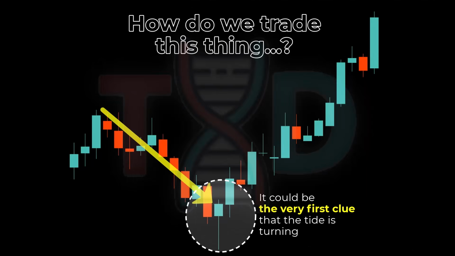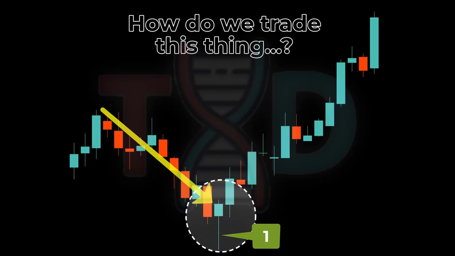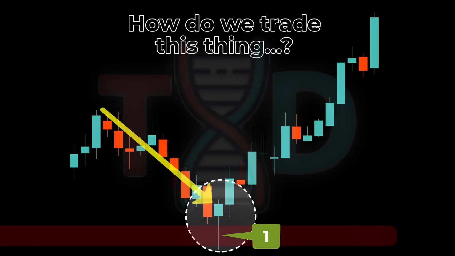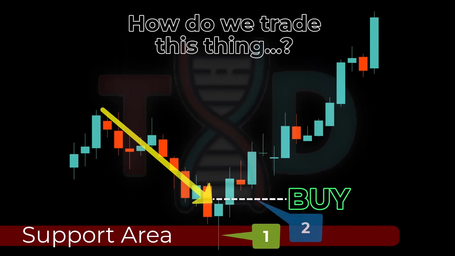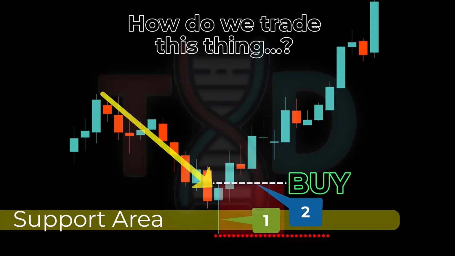So how do we trade this thing? Here's a simple strategy. Step 1, wait for the bullish pin bar to form, ideally at a support level or key zone. Step 2, place your buy order just above the high of the pin bar. Step 3, set your stop loss below the low of the pin bar to protect yourself if the move fails.